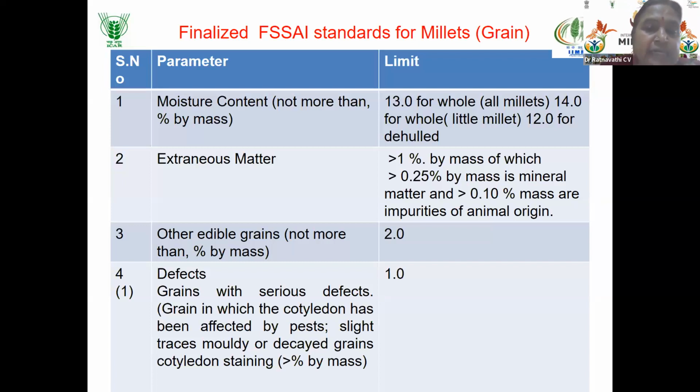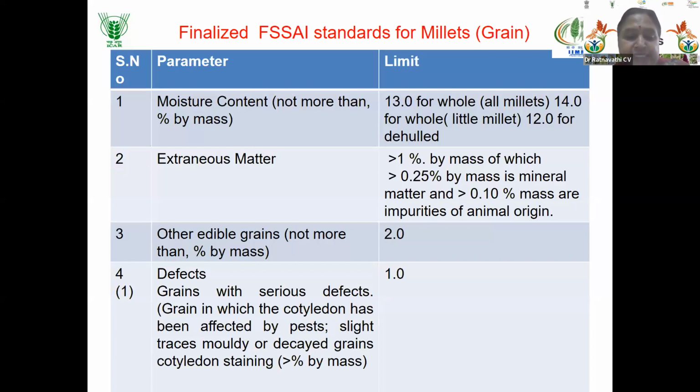In the recent conference held on March 18th, the Honorable Prime Minister released the FSSAI coffee table book, and that book contains these FSSAI standards of millets, and also flours of sorghum, bajra, and finger millet. When we see the parameters, the moisture content should be 13% for whole millets and 14% for little millet, whole millet, and 12% for the polished millets. Extraneous matter should be less than 1%, of which 0.25% by mass is mineral matter, and 0.10% by mass is impurities of animal origin, and other edible grains not more than 2%.